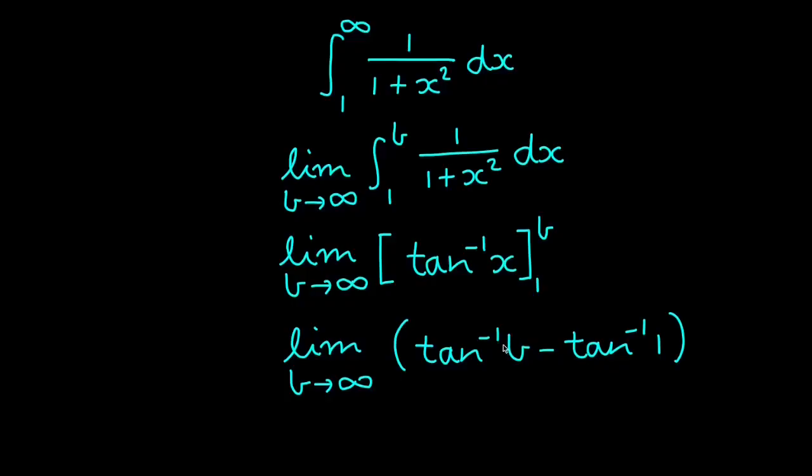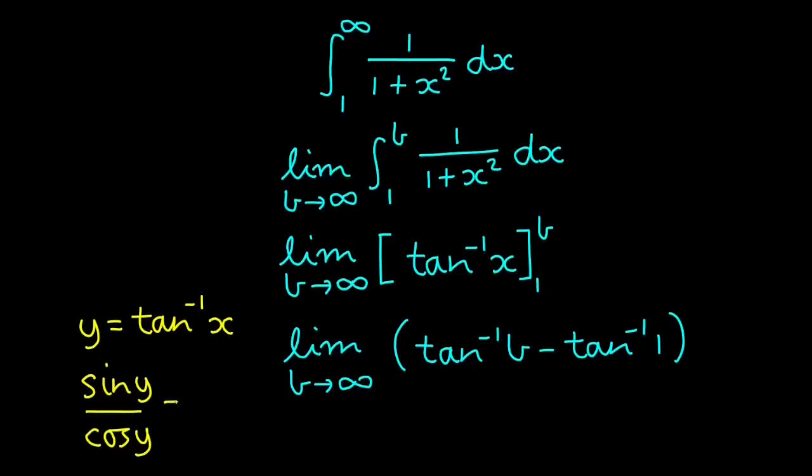So remember, when y is equal to the arctan of x, we can take tan of both sides, and we can rewrite tan as sine y on cosine y. So if x approaches infinity, then y must approach pi on 2. So therefore this term evaluates to pi on 2, and this term is finite, so therefore this integral converges.